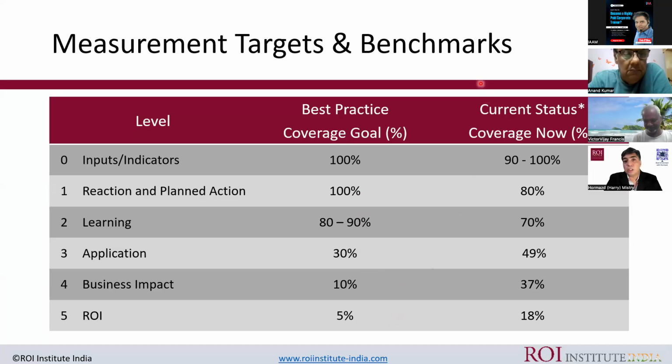Based on the survey that we had done along with the Association for Talent Development, this is what we see happening. Organizations have input information for about 90 to 100% of their programs. They are capturing reaction data for about 80% of their programs. Learning is being measured for 70% of their programs. They're measuring application for 49% of their programs. They're measuring business impact for 37% of the programs, and they're measuring ROI for 18% of their programs. This is what we see happen throughout the industry at the moment. This is what we are noticing learning functions do across organizations and corporates.